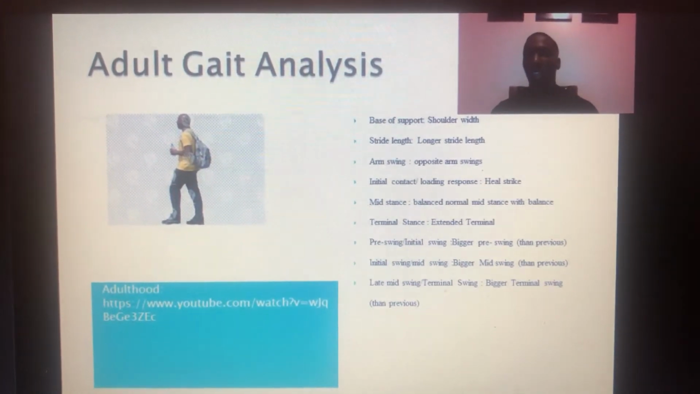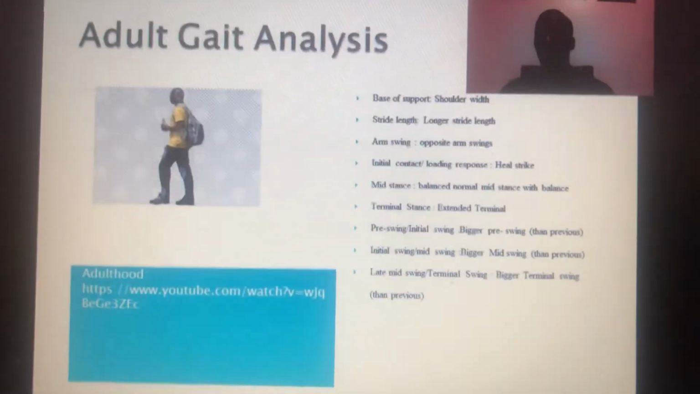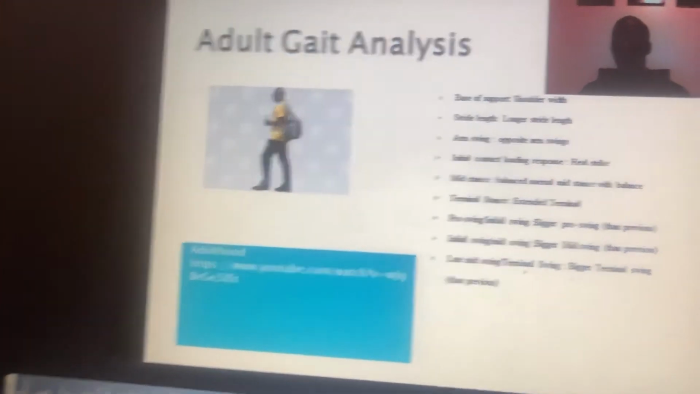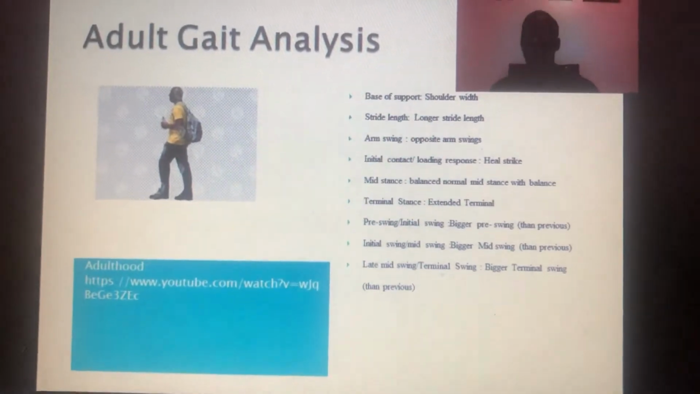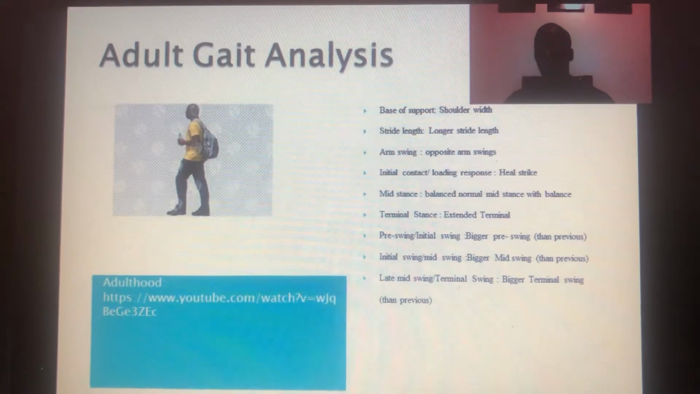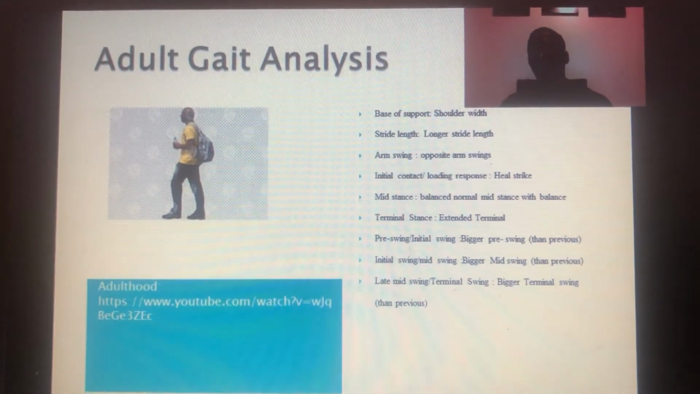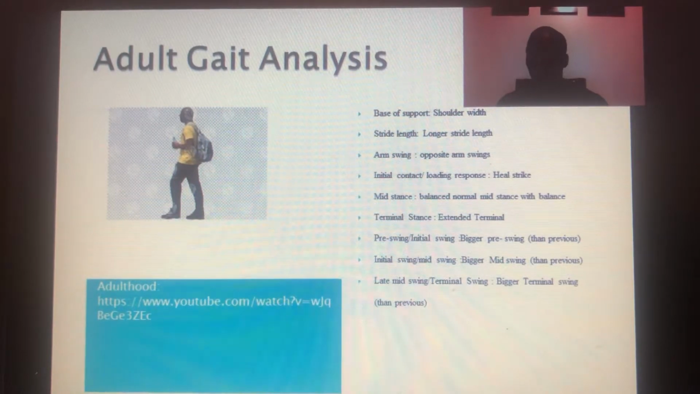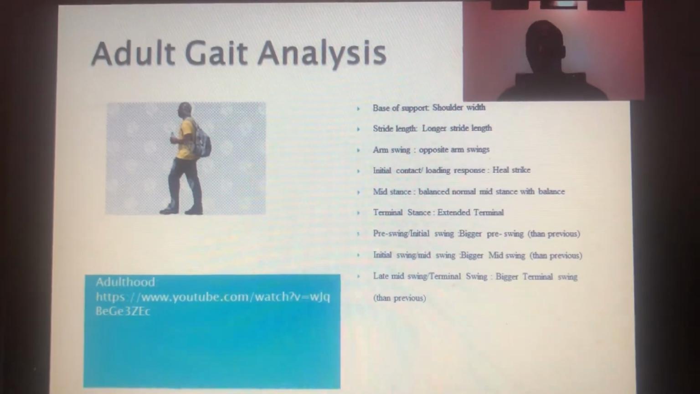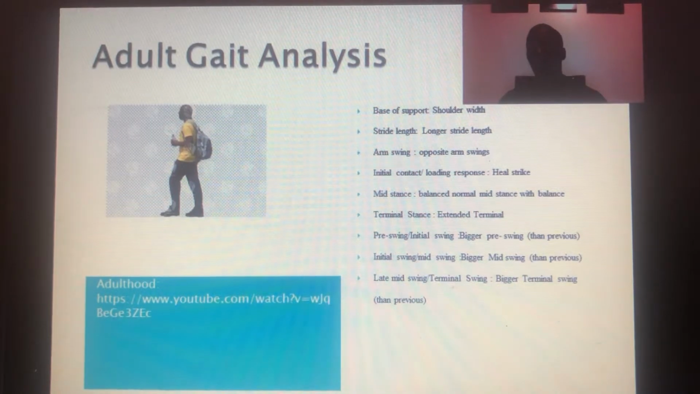Pre-swing and initial swing will be a bigger pre-swing than the previous. Initial swing and mid-swing will also be a bigger mid-swing than the previous, so like the early childhood and the childhoods. Late mid-swing and terminal swing would be a bigger terminal swing than the previous, so other than the children, because of the longer leg length.